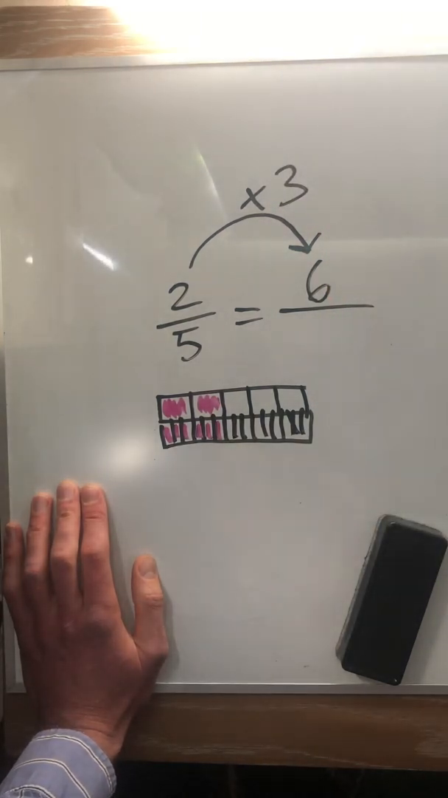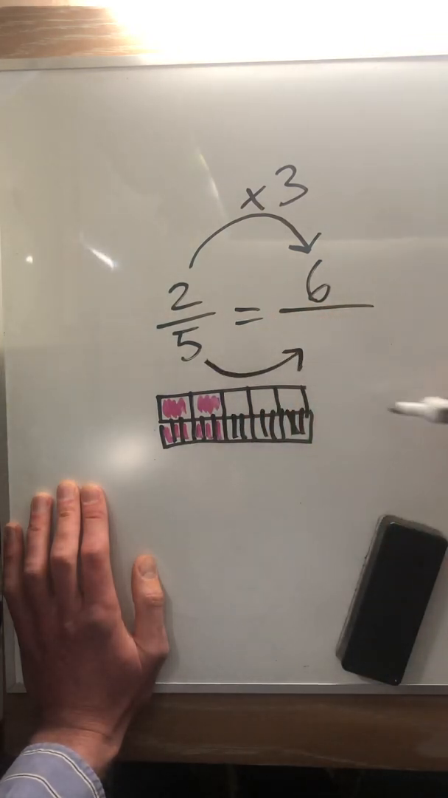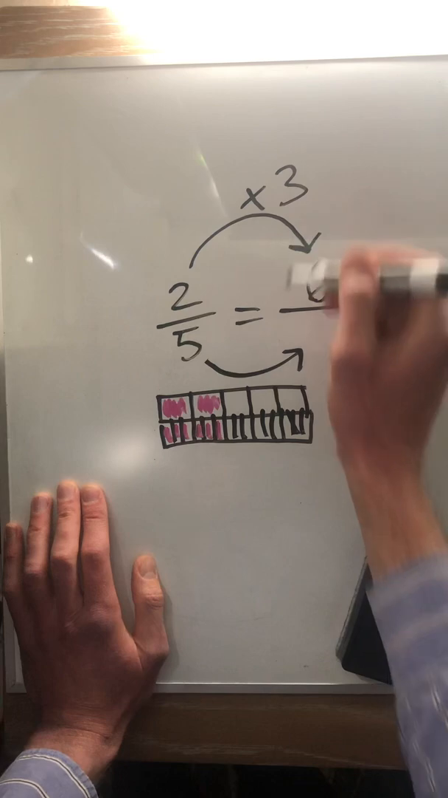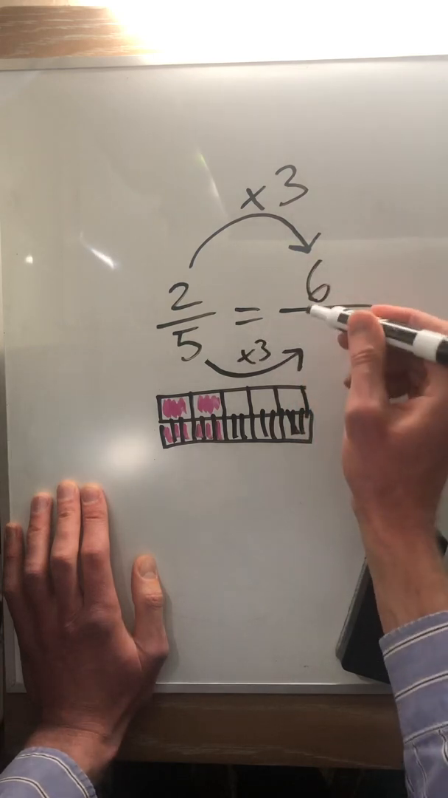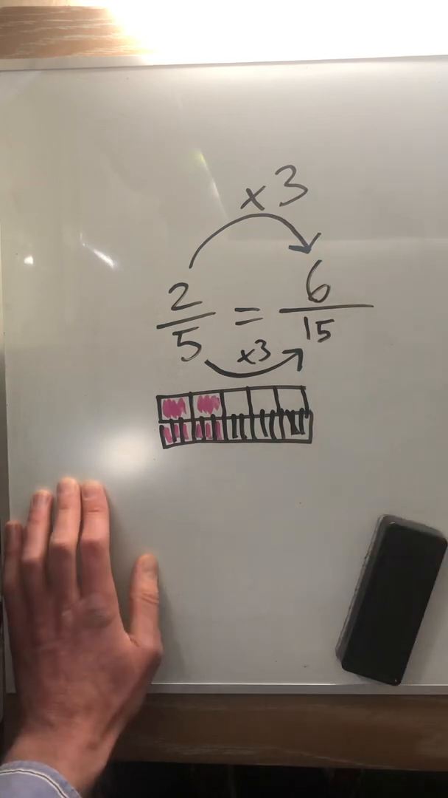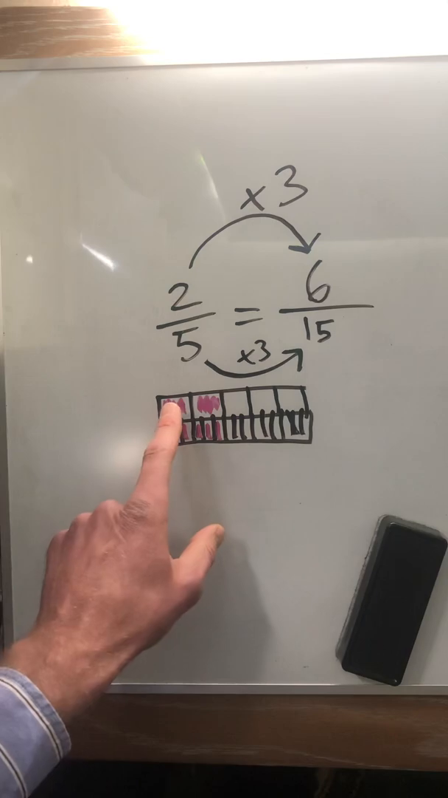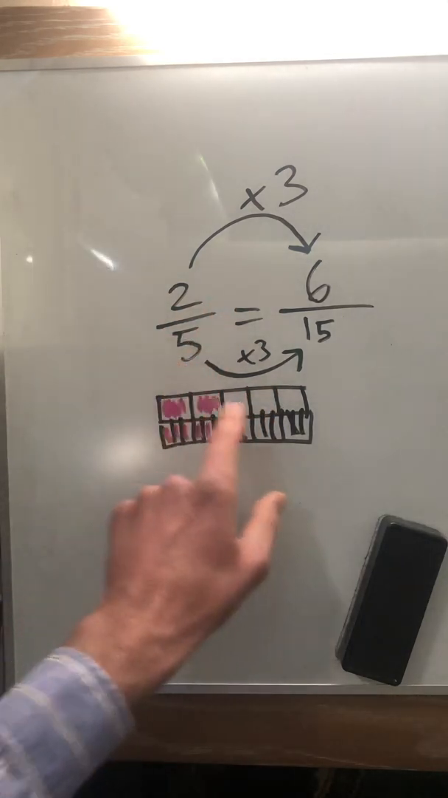So now 5, whatever you do at the top, you do at the bottom. So once you know what that number is, oh, it's times 3. What's 5 times 3? It's 15. So if you know you have 3 times as many pieces for the top, you know you need to have 3 times as many pieces for the bottom.